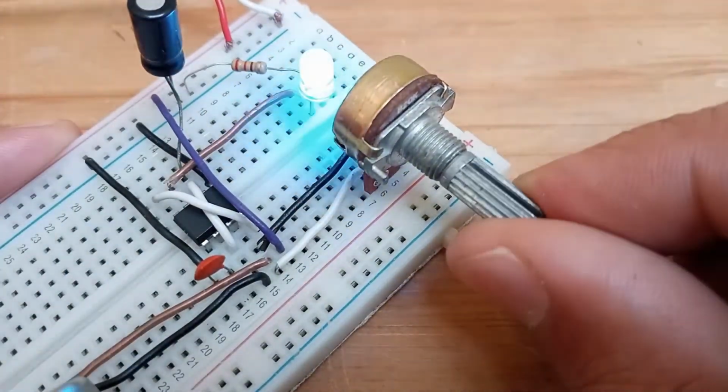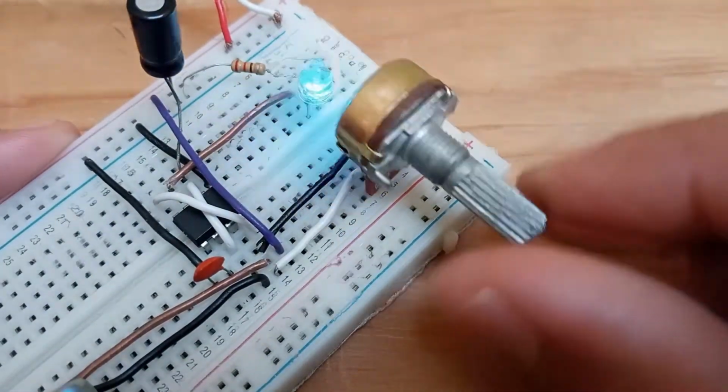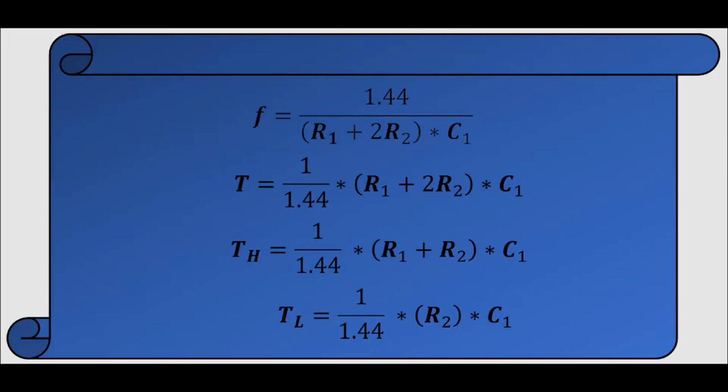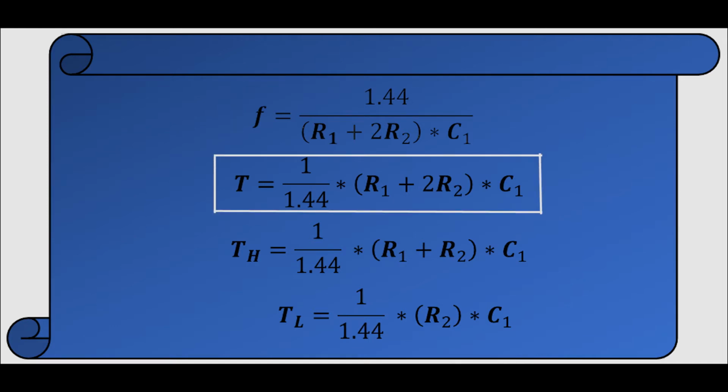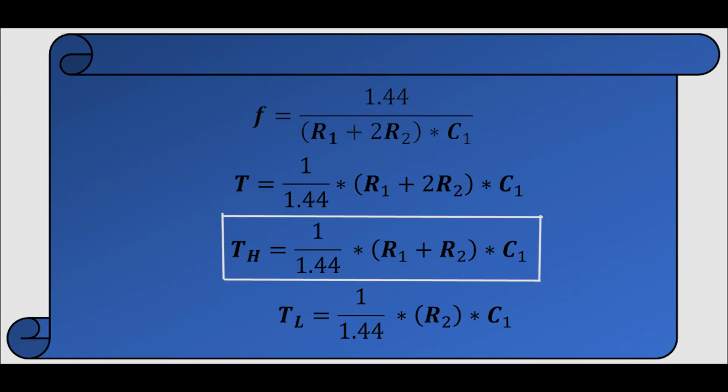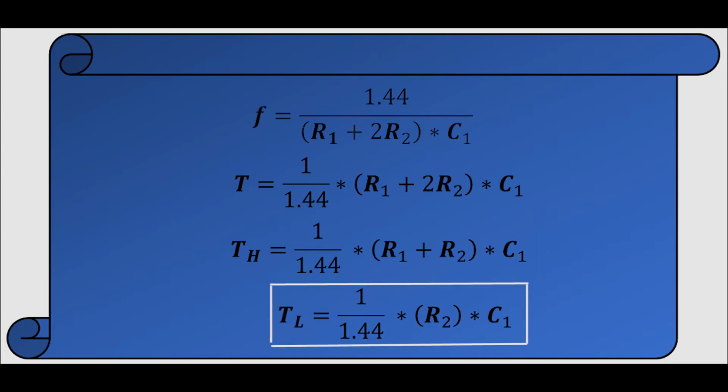Now it's time to control it. We have built the circuit and it is working properly. Let's go through the formulas. F is the frequency or blink rate of the LED. T is the time period for which the LED stays on, plus the time period for which it stays off. TH represents the on or high time only, and TL represents the low or off time only.